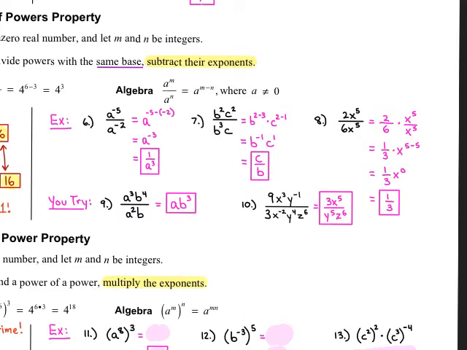And then the z was all by itself. It didn't have any buddies to hang out with, so it just stays right where it is. That z to the 6th doesn't move. It doesn't change.